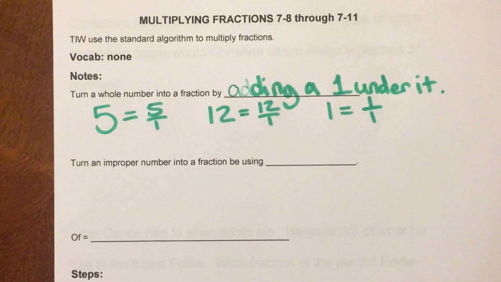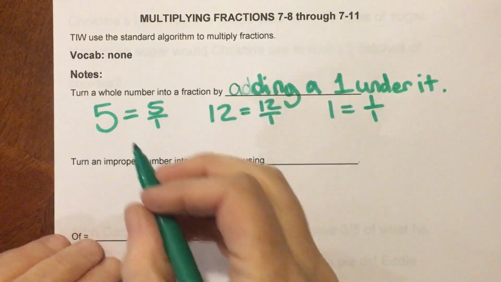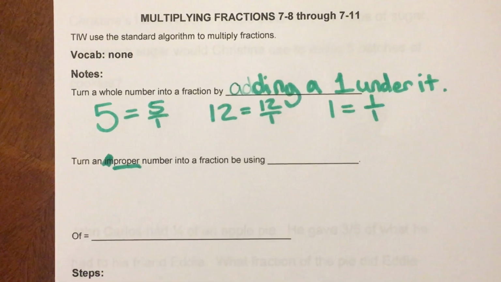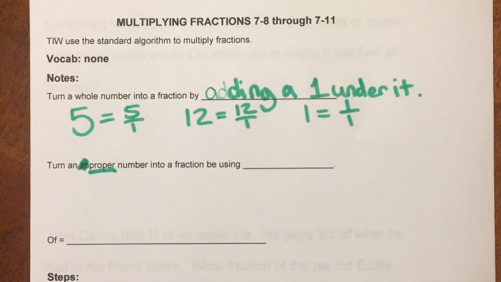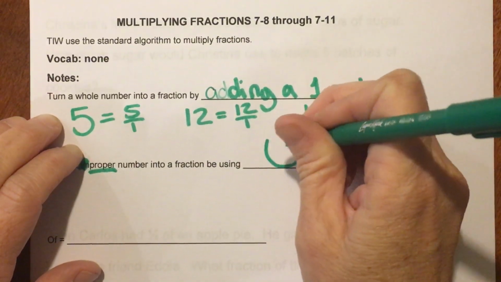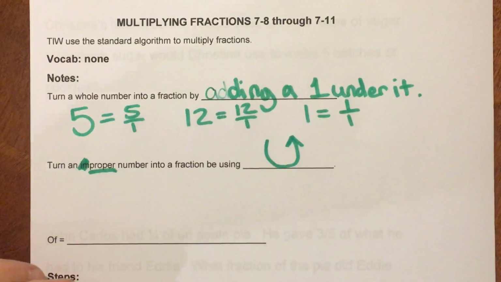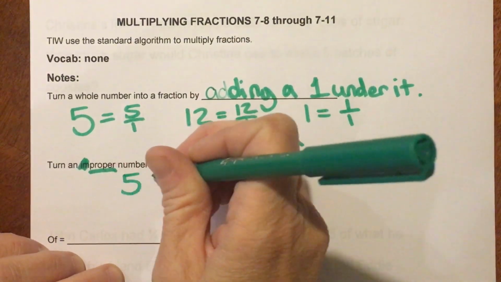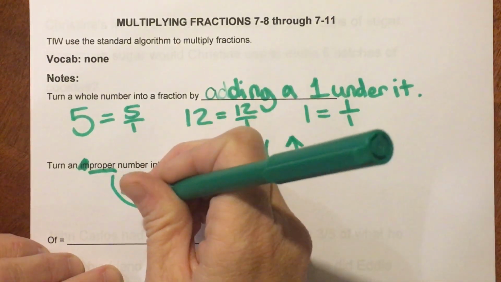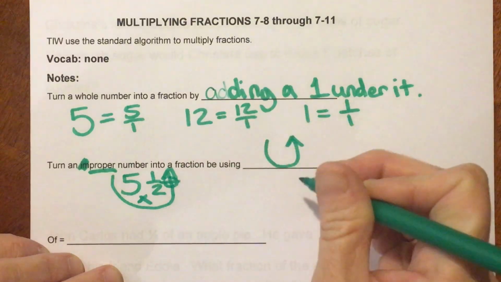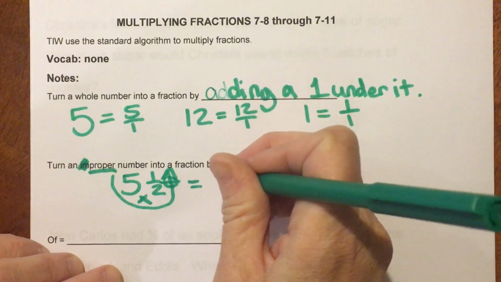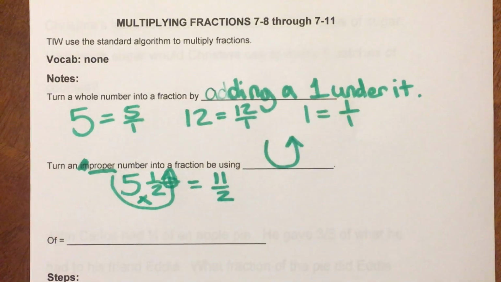Okay, my next note says turn an improper. It's actually supposed to say turn a proper, so I'm going to cross that off. So turn a proper number into a fraction by using the u. That's what your last homework assignment was on. So if you had something like 5 1/2, remember you do the u, you add your signs, you solve. 5 times 2 is 10 plus 1 is 11 halves.